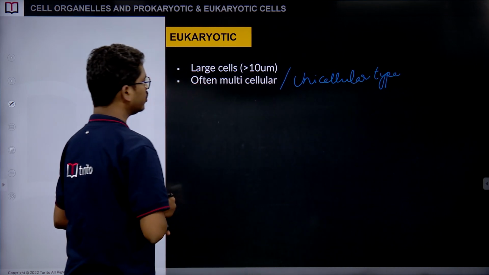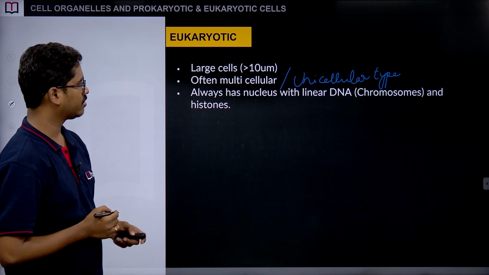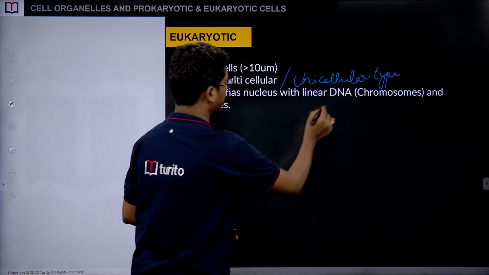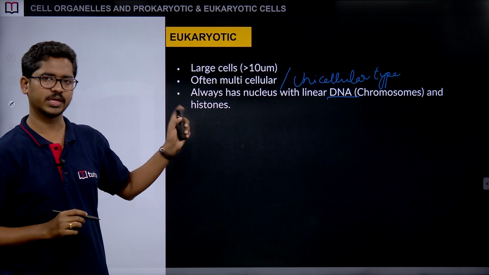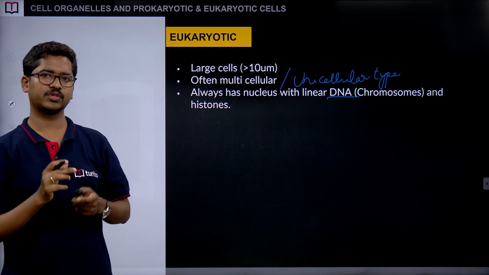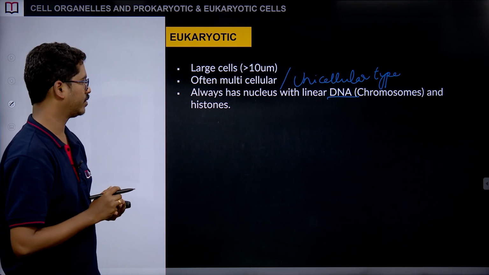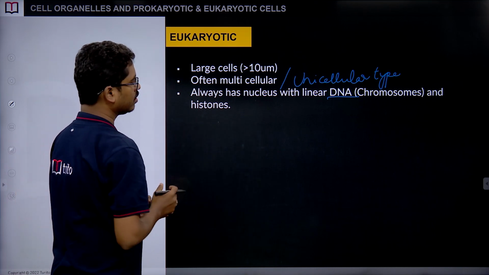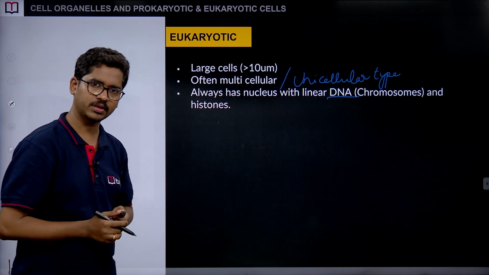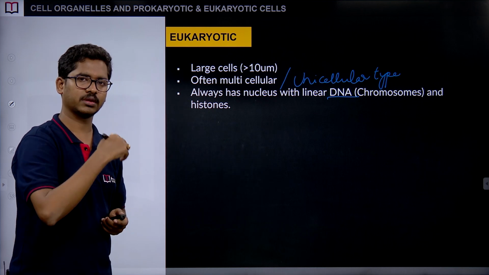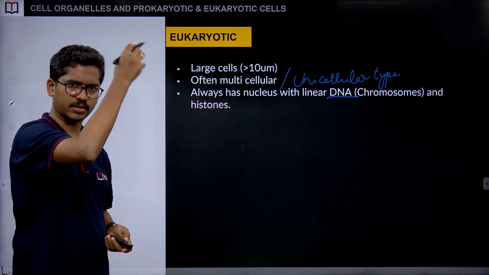Okay, there are also unicellular types. Eukaryotic cells always have a nucleus with linear DNA containing chromosomes and histones. Histones are proteins over which the DNA chain is bound. So, they have a nucleus with linear DNA. In the previous case, for prokaryotic cells, the DNA was circular, it was a loop. Here it is a linear DNA, like a single chain.